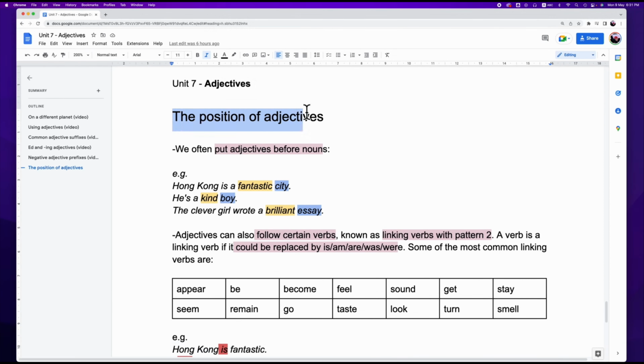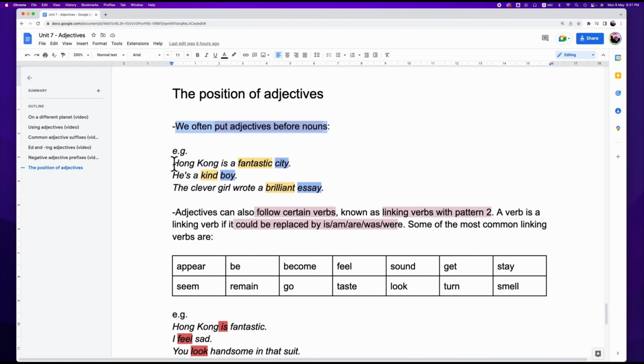The positions of adjectives. Now, we often put adjectives in front of a noun, the color blue. For example, Hong Kong is a fantastic city. City is blue, and fantastic is yellow, telling you more about the city, and it is put in front of city. He's a kind boy. The word kind is yellow, telling you more about the blue word boy, and also put in front of this blue.